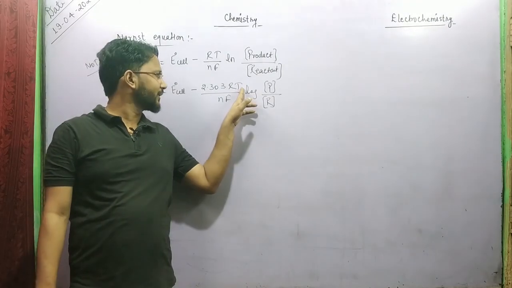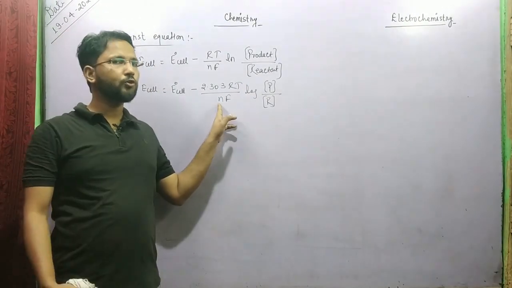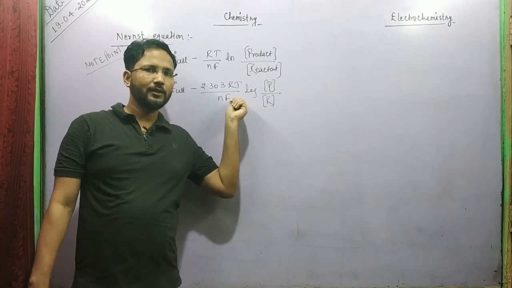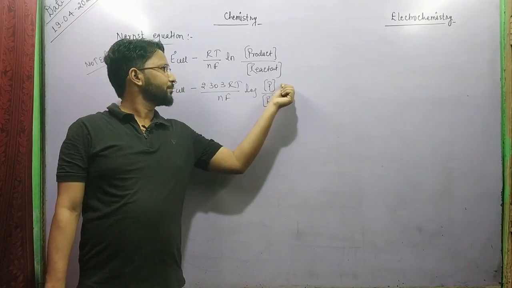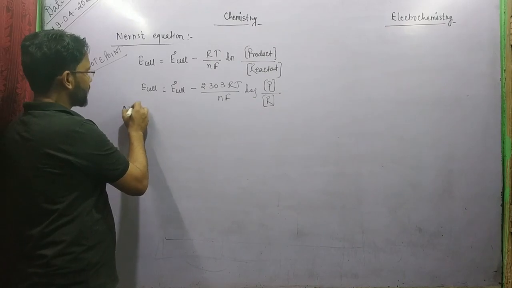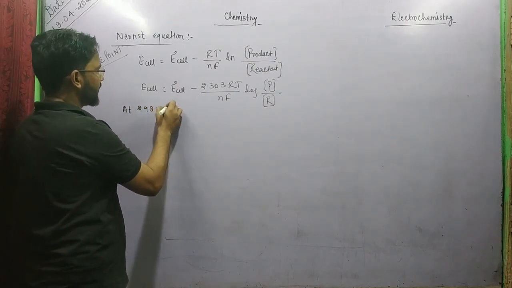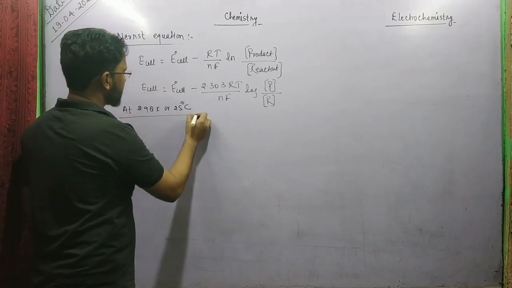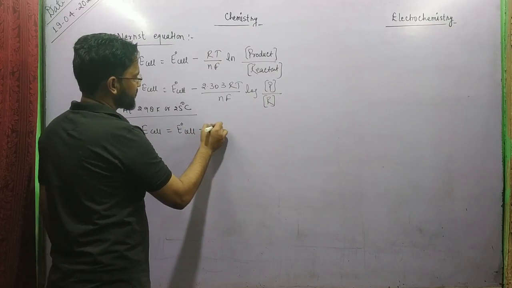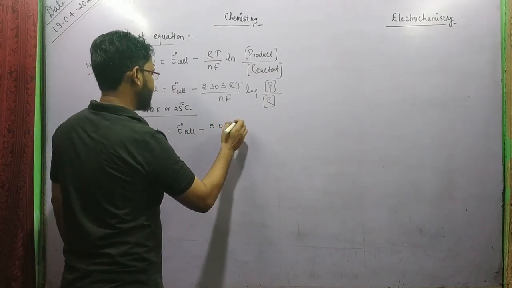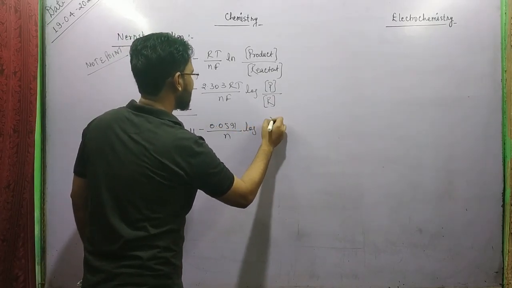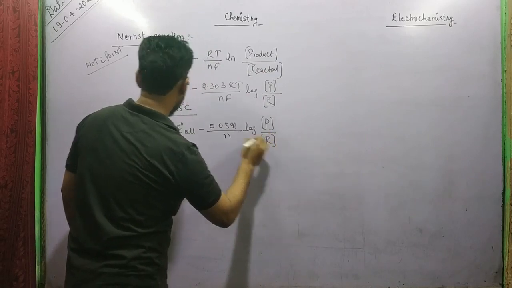T is temperature in Kelvin, N is the number of electrons lost or gained in any reaction, and F is the Faraday constant, whose value is 96500 coulombs. Q is the concentration of product over the concentration of reactant, and at 298 Kelvin or 25 degrees Celsius, the equation becomes E cell equals E naught cell minus 0.0591 over N log concentration of product over concentration of reactant.